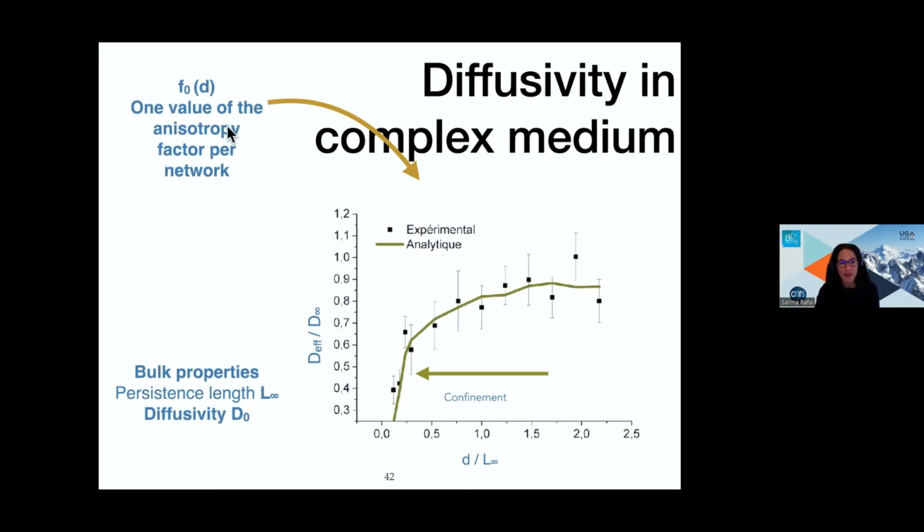And with this value fitted for each experiment, we can deduce analytically this broken line, the effective diffusivity coefficient of the system as a function of confinement, which is related to the distance between the pillars, and compare this to the experiment. The experimental results are very well described by this simple model. When we increase the confinement, so decrease the distance between the pillars, the diffusivity of the cells decreases in this way.